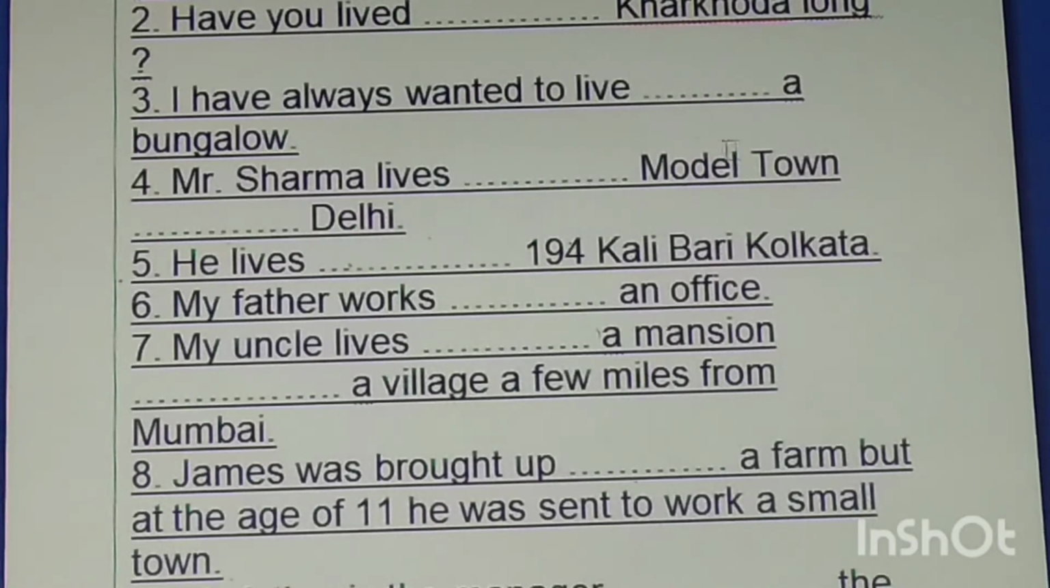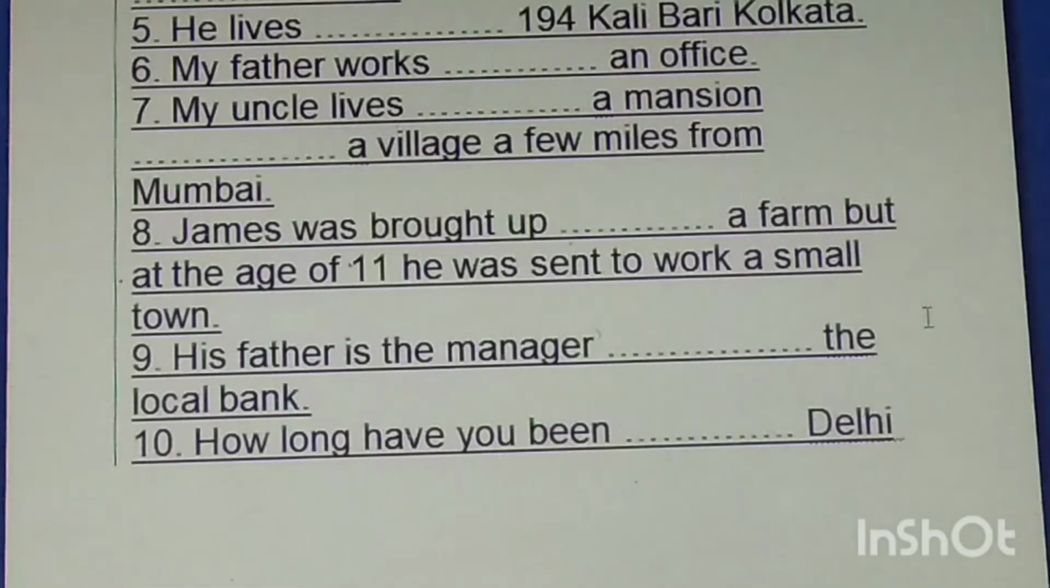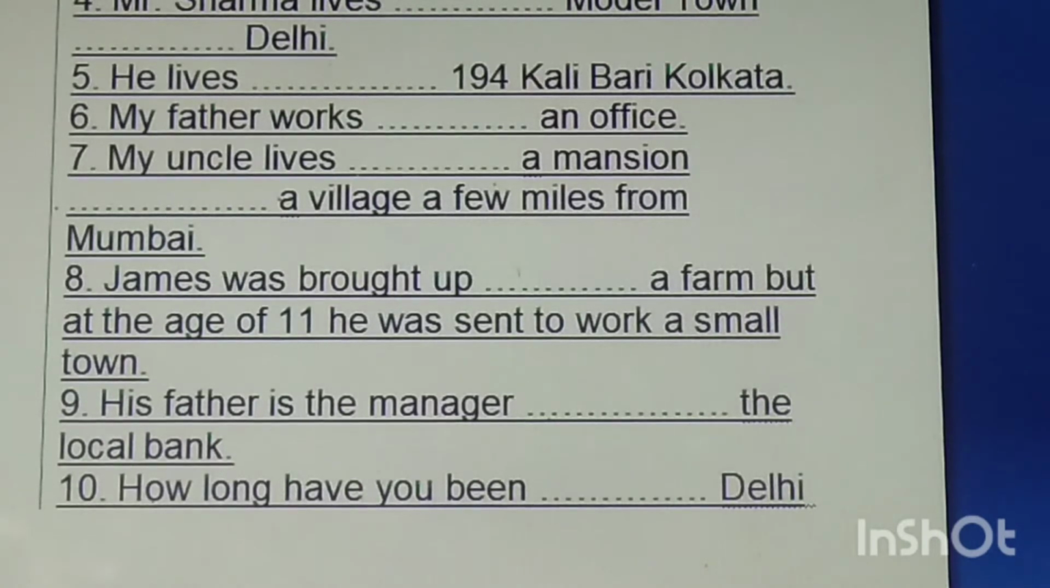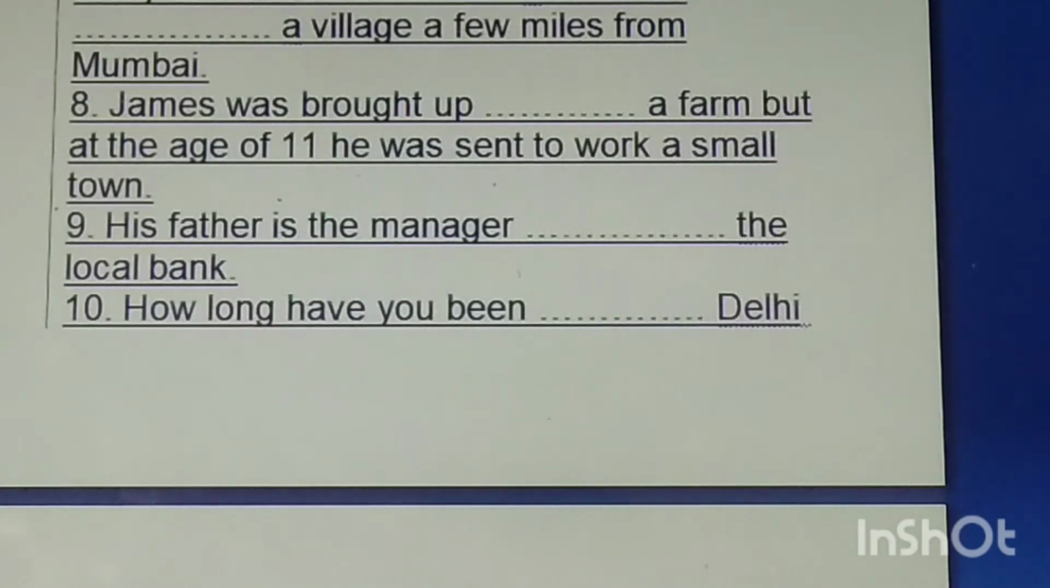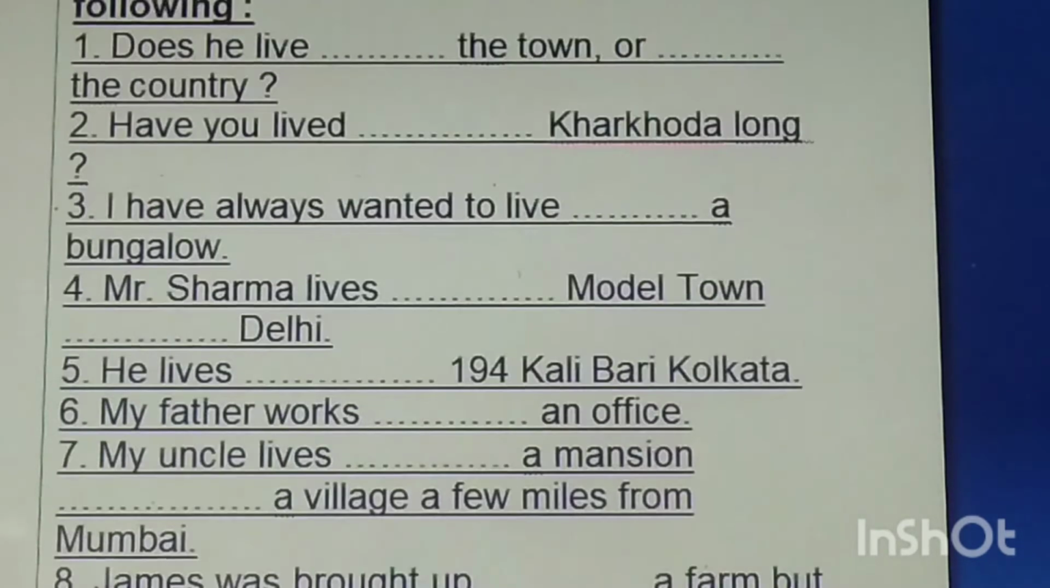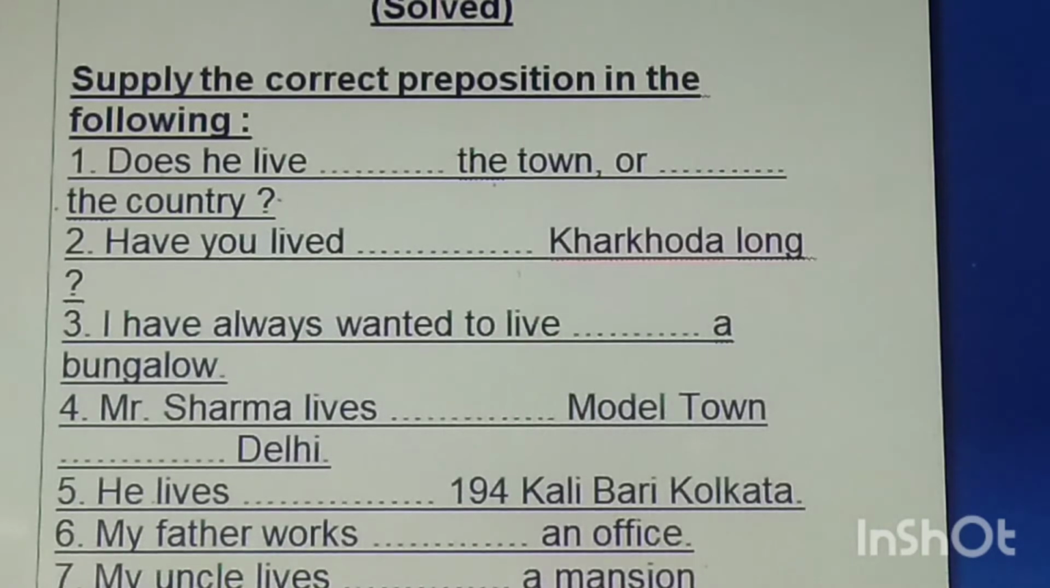Okay, then we move on to the next one, children. So look at the questions, children. Come on, try answering them. James was brought up ___ a farm, but at the age of 11 he was sent to work ___ a small town. His father is the manager ___ the local bank. How long have you been ___ Delhi? Come on, are you writing? Once again, I'll show you all the questions.